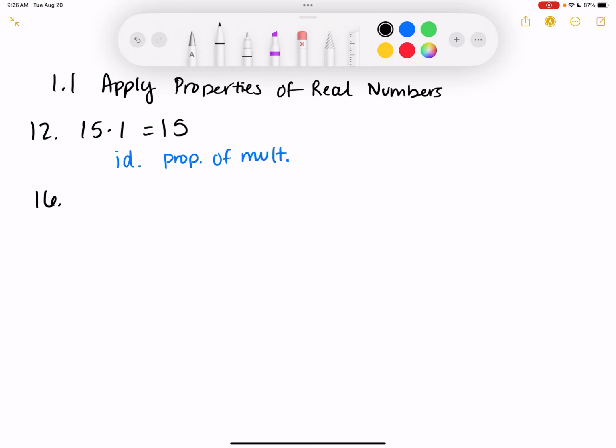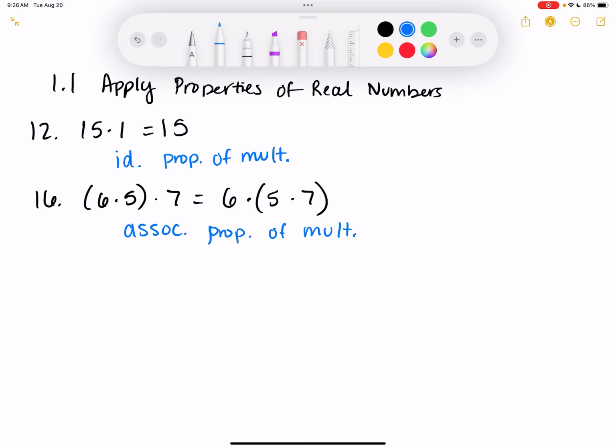All right, 16. Same instructions. In parentheses, 6 times 5, close parentheses, times 7 is equal to 6 times, in parentheses, 5 times 7. What property is this? Associative property of multiplication. And I obviously don't care if you abbreviate things, just be careful when you abbreviate things.